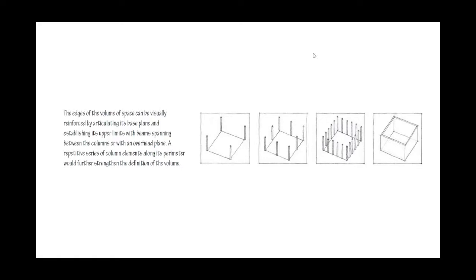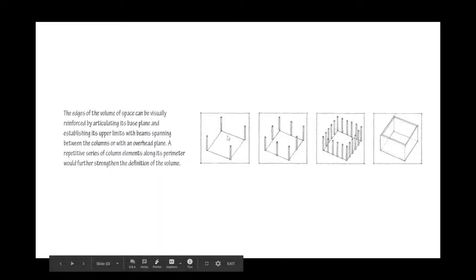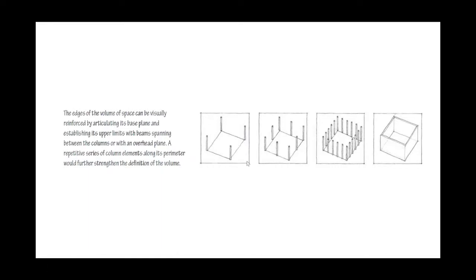So in this diagram, in this drawing, as you can see, the repetitive series of column elements along its perimeter would further strengthen the definition of the volume. Here you see a sparse application of the columns or your posts. Then by adding more, or repeating the columns closely in space, that will have a stronger definition of a volume.